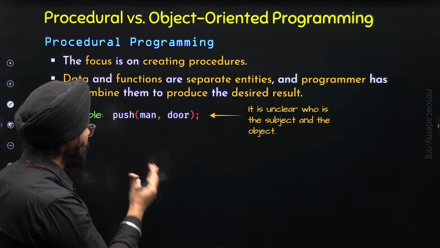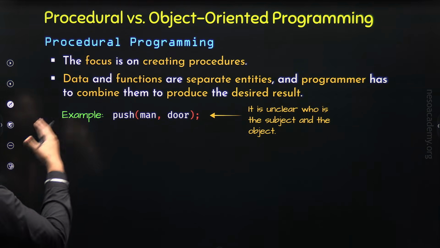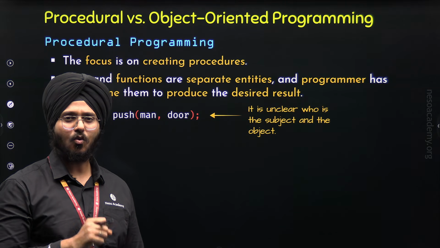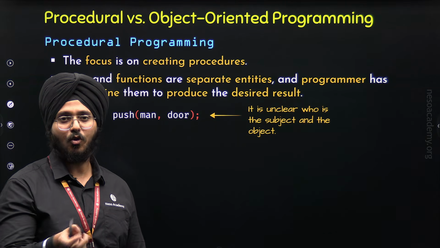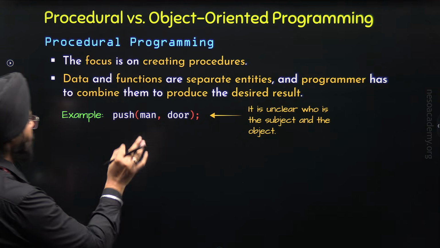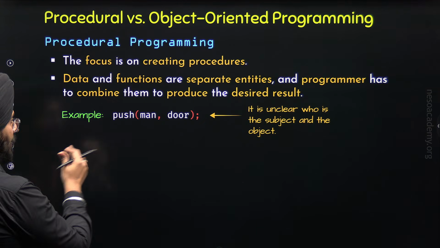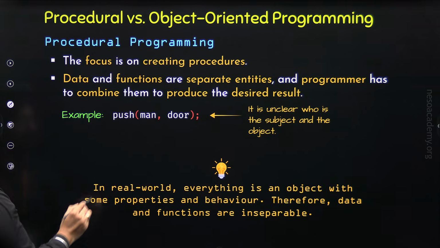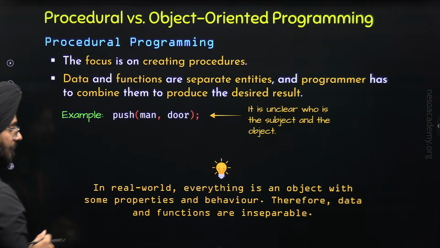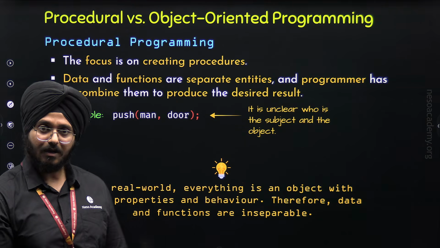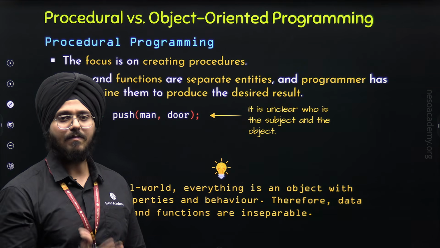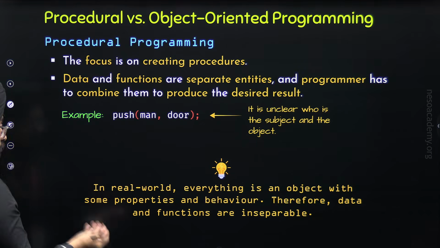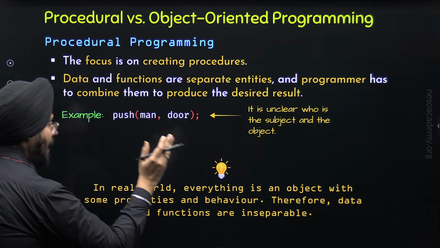So understandability is quite less in procedural programming, because procedural programming is quite unnatural way of programming. It does not mimic the real world entities properly. In real world, everything is an object with some properties and behavior. By properties, I mean data, and by behavior, I mean functions. Every object that we consider around us has some properties and behavior.